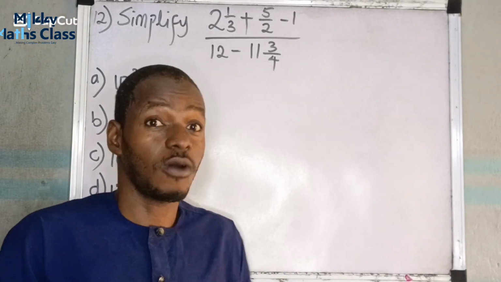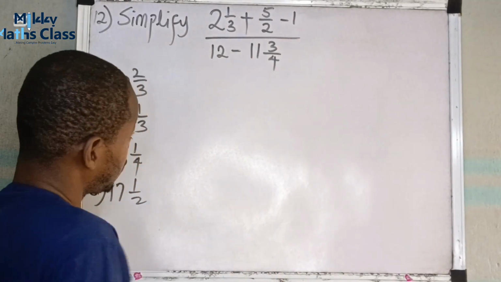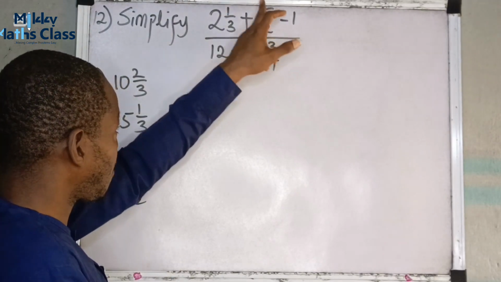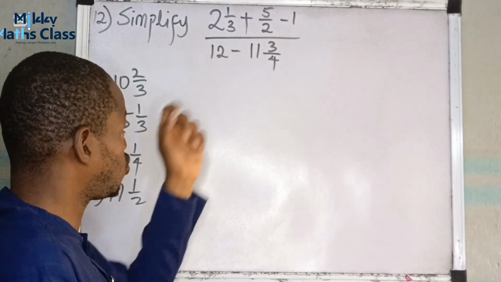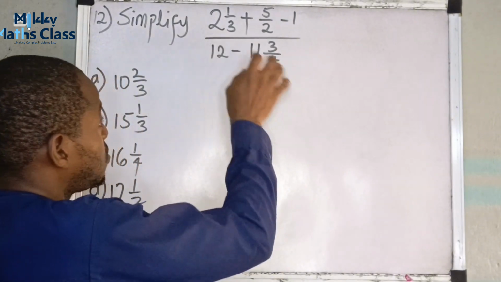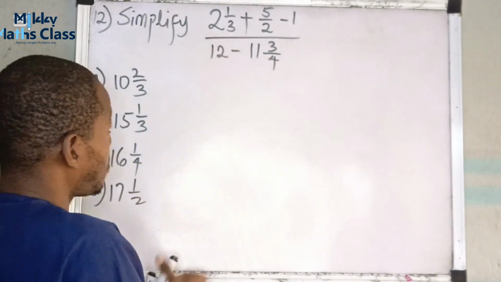Right, let's look at question 12. Question 12 has to do with fractions. Simplify 2 1/3 plus 5/2 minus 1/12 minus 11 3/4. The first thing is to change these mixed numbers to improper fractions.